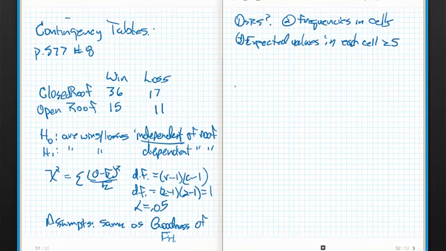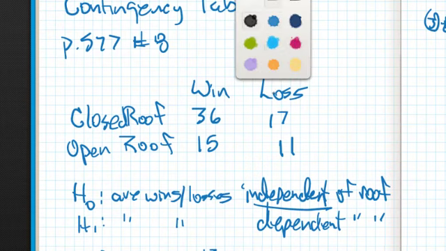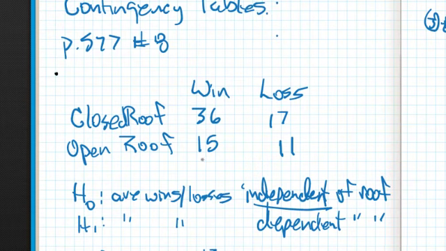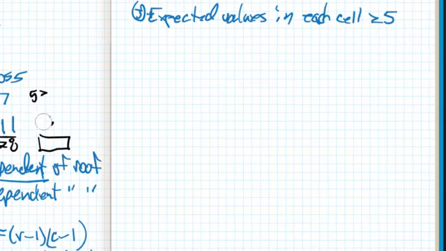All right, so the first thing that you want to do, I'm going to change the color of my pen, because this is pretty important. The first thing that we want to do is sum everything up. So I've got 51 in the first column, 28 in the second column, 53 in the first row, and 26 in the second row. Now, we want a total here, and I'll show you why in just a sec. I'm going to need to give myself a little bit more room.